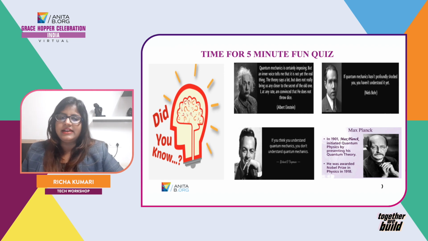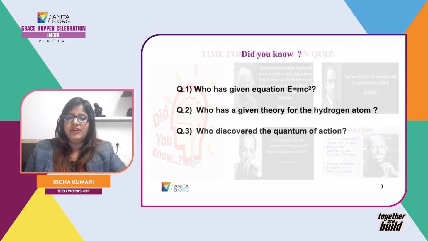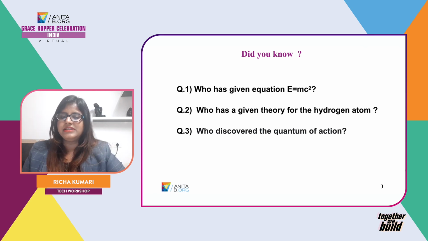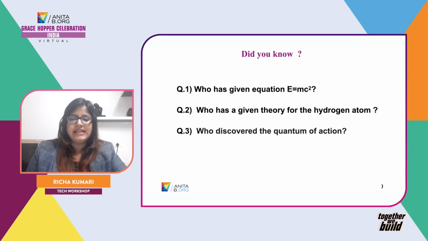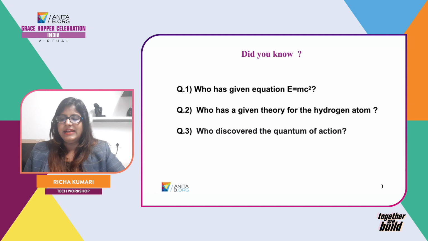To make the session interactive, we have found some great scientists like Albert Einstein, Niels Bohr, Richard Feynman, and Max Planck. You need to give the answers in the chat box window for these questions. This is a very famous equation: E equals mc squared. The second one is: who gave the theory of the hydrogen atom, and who discovered the quantum of action? Participants can give their answers in the chat window and we will reveal the answers at the end of the session. Then we will go through the main agenda.